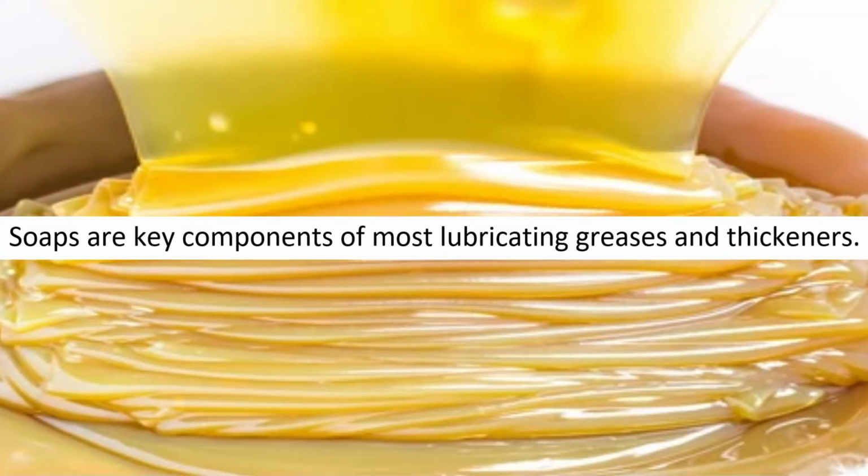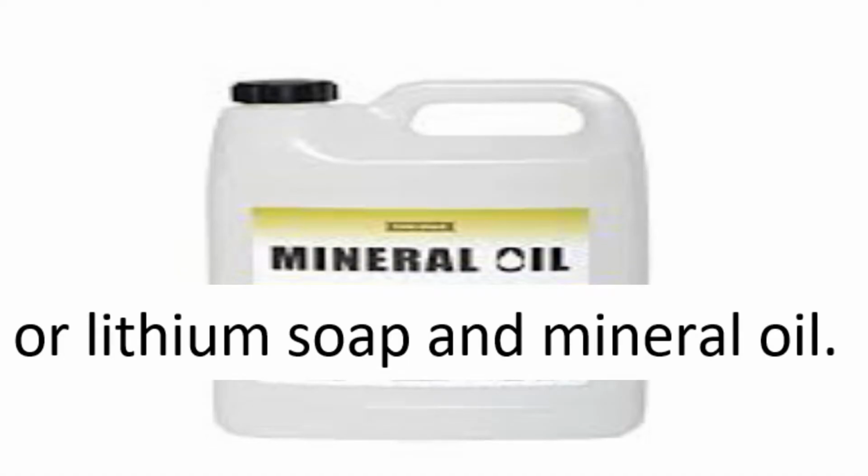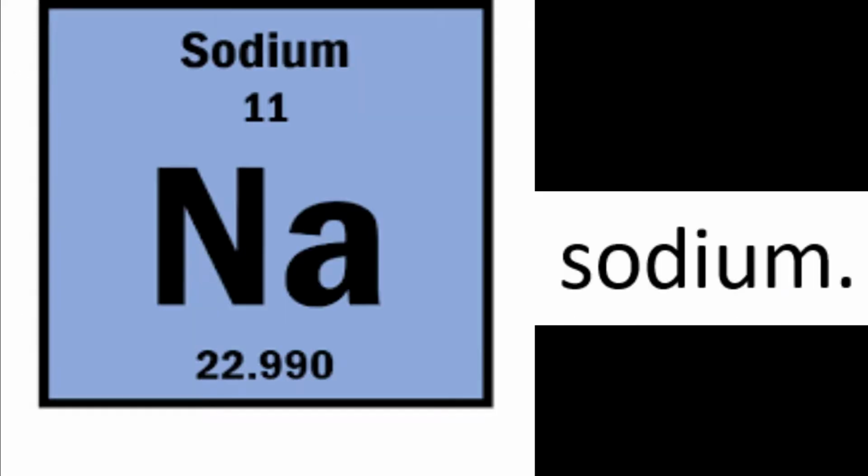Soaps are key components of most lubricating greases and thickeners. Greases are usually emulsions of calcium soap or lithium soap and mineral oil. Many other metallic soaps are also useful, including those of aluminum or sodium.